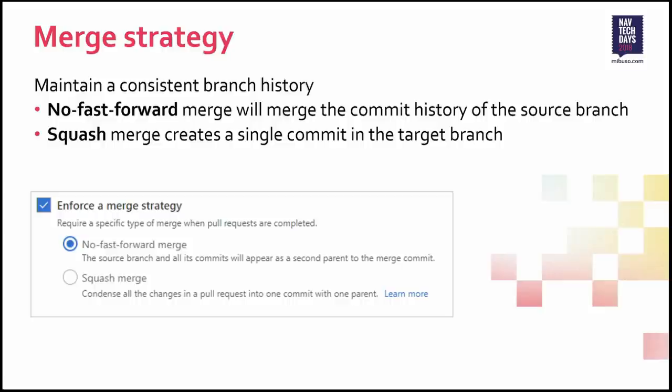The other part is, how do we merge if it is being approved? I have a pull request from a branch. I may have created multiple commits in that branch. Maybe I was working on a feature for a couple of days and I created a couple of commits at the end of the day with work in progress. Then you probably don't want to have all those intermediate commits in your master branch. And that is a choice you can make here. If you say no fast-forward merge, then you get a complete history of all the commits from the feature branch in your target branch, in your master branch.